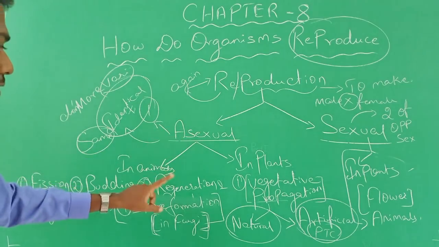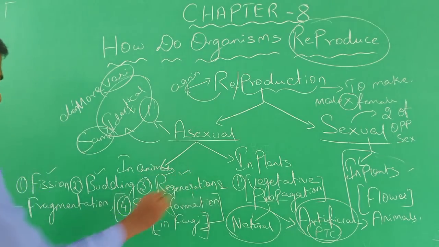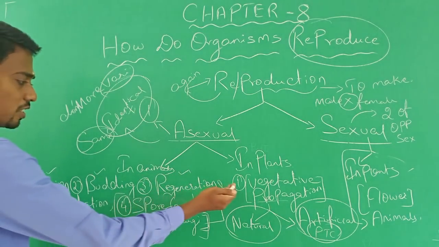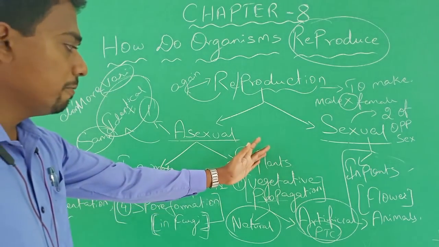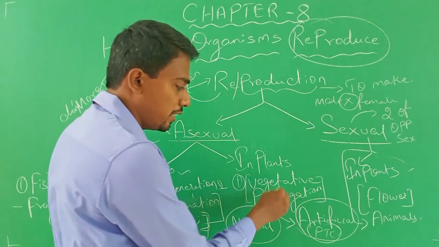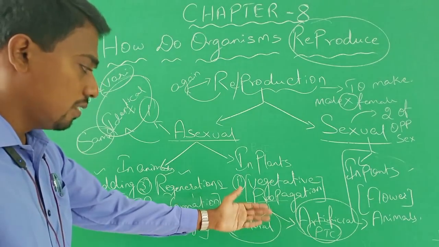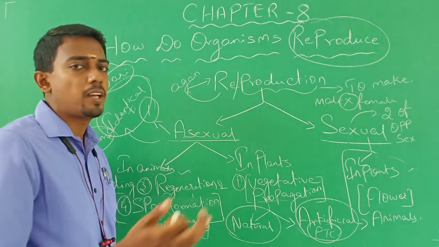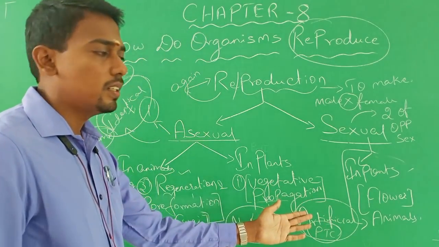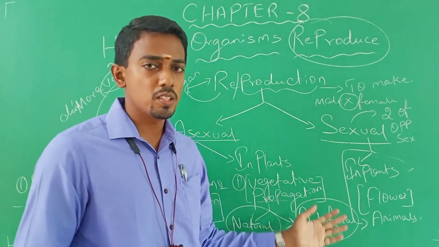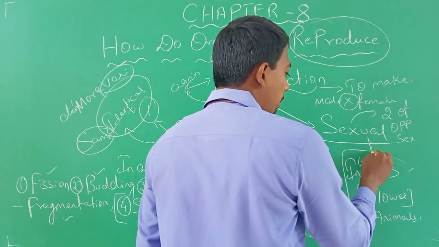And in asexual reproduction in animals, I told you the types involved: fission, budding, regeneration, fragmentation, and spore formation in fungi. In case of plants, it is simply called vegetative propagation, which is of two types. One is the natural method, which the plant itself can manage in reproducing. The second is artificial vegetative propagation, done with the help of human beings. That's why it's called assisted reproduction. Now coming to sexual reproduction in plants.